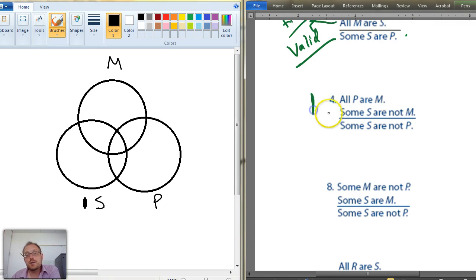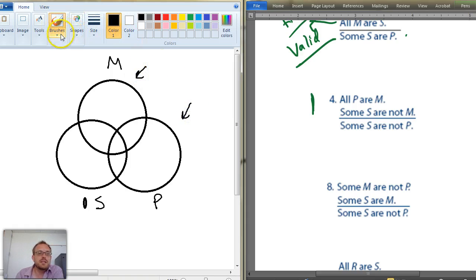Now, what do I start with? Remember, I always start with my universal if I have a universal. If you have two particulars, it doesn't matter which one you start with. In fact, if you have two particulars, that sometimes becomes more difficult. So all of the P's are M. That means I'm going to start with these two circles up here.